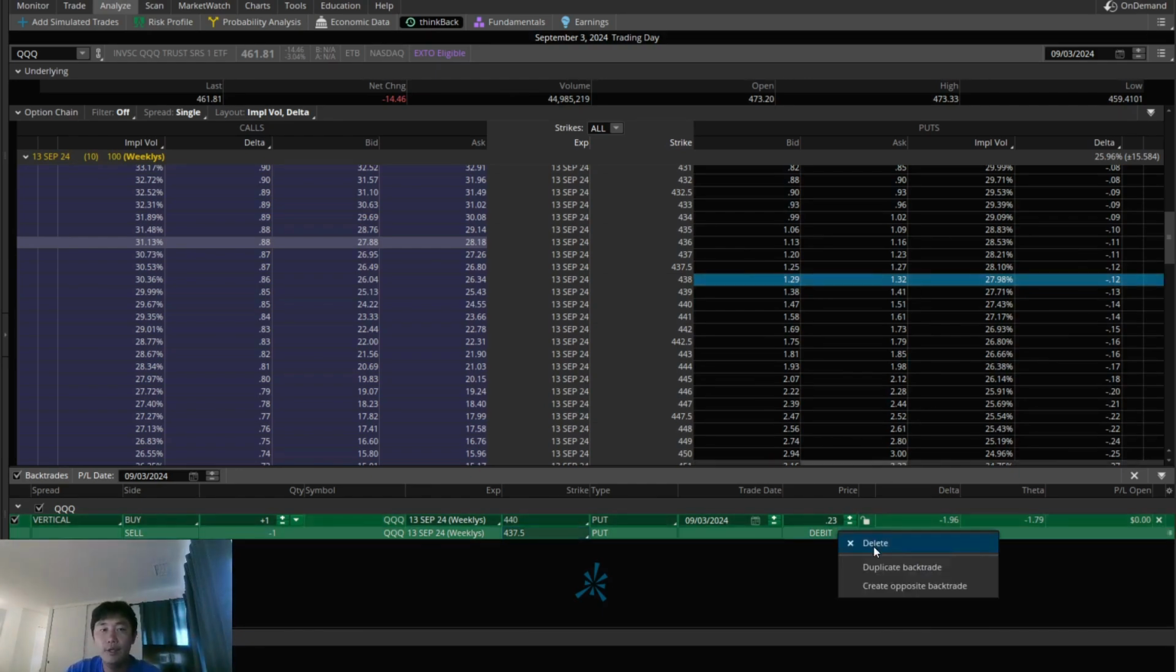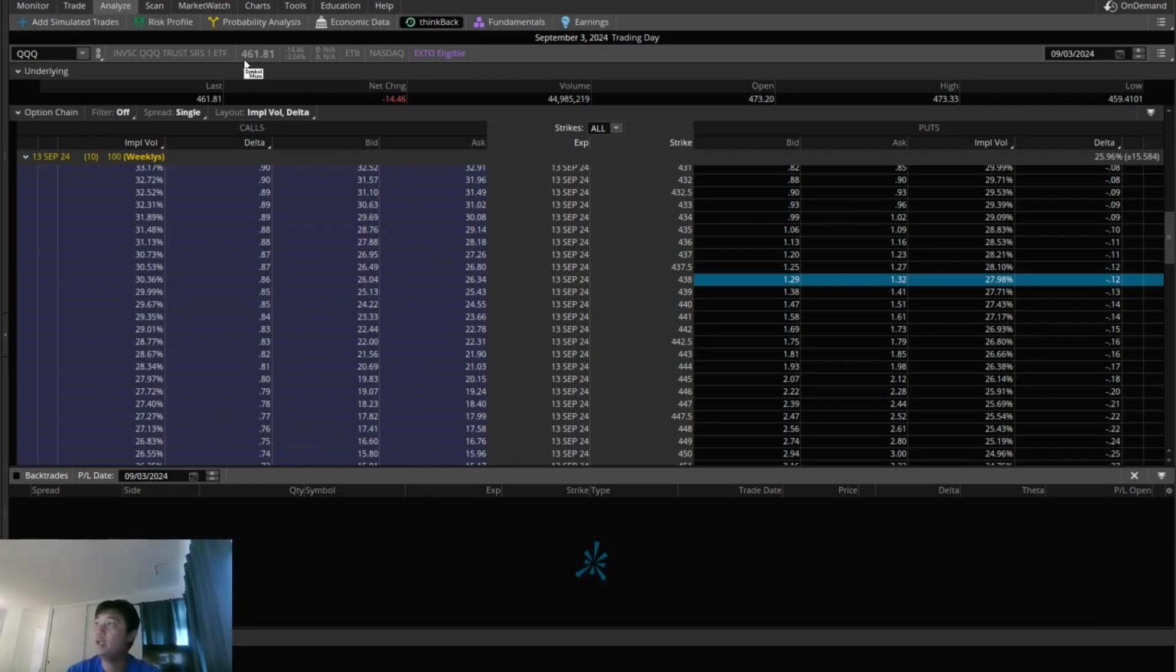In addition, you can look at the expected move. So in the next 10 days, the market is expected to move $15, okay? And you're at 461.81. Well, 461.81 minus, just call it $16, you're going to be at 445. Wow, you actually have a lot more space than I thought.